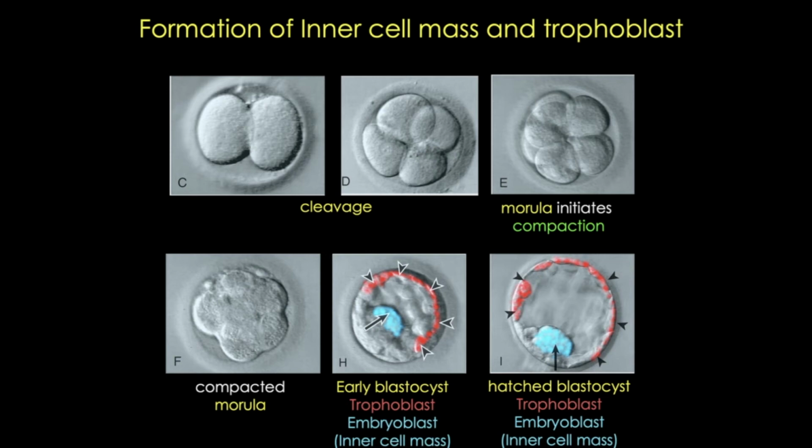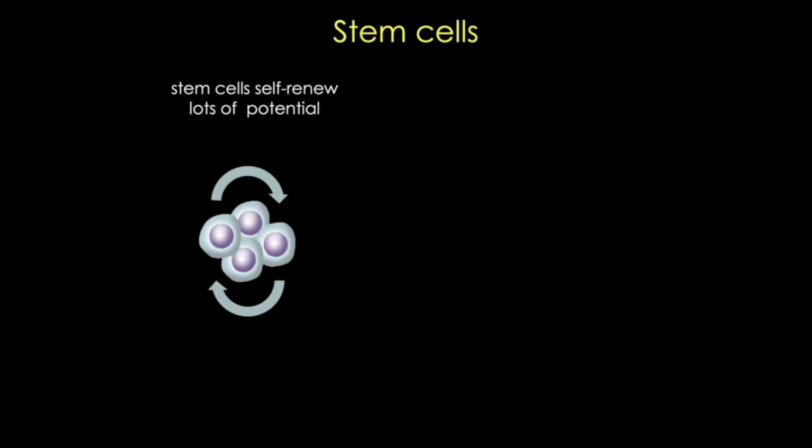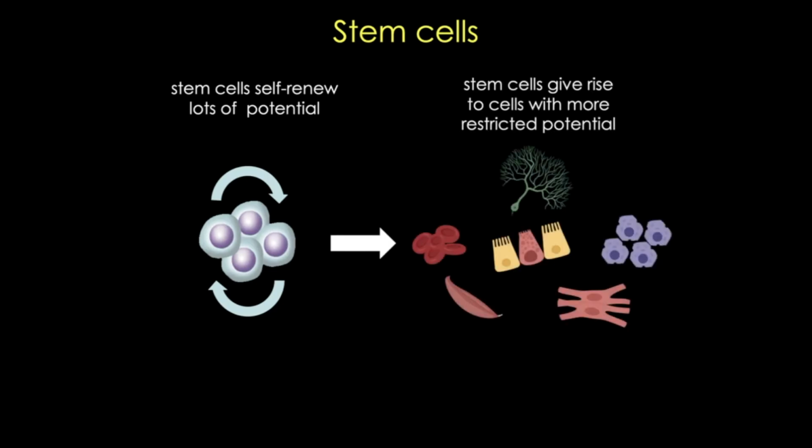Now I want to take a quick detour and talk about stem cells. Recall that stem cells have the potential to become many types of cells, and while they don't divide often, they can self-renew. And they give rise to cells that have more restricted potential, such as blood cells or hepatocytes or neurons, as I've shown here. Now keep in mind that embryonic stem cells are pluripotent. That means they can give rise to everything but the placenta. So they're not totipotent, which would mean they could also make placenta.